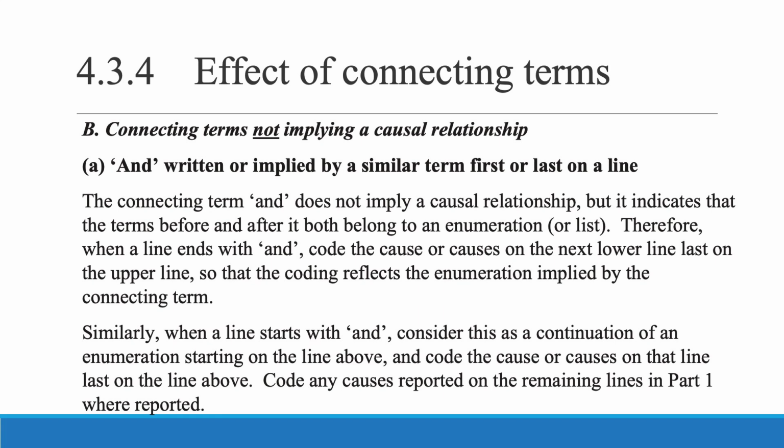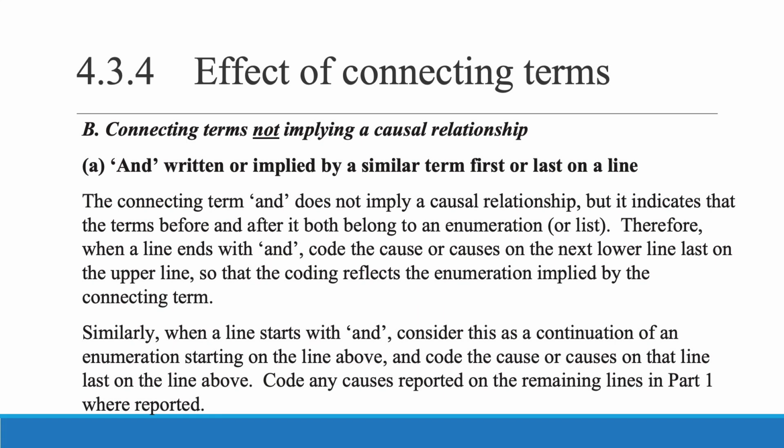The first type is "and," written or implied by a similar term, first or last on a line. Let me read this with you. The connecting term "and" does not imply a causal relationship, but it indicates that the terms before and after it both belong to an enumeration or a list.